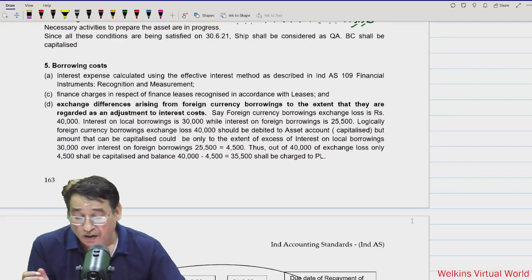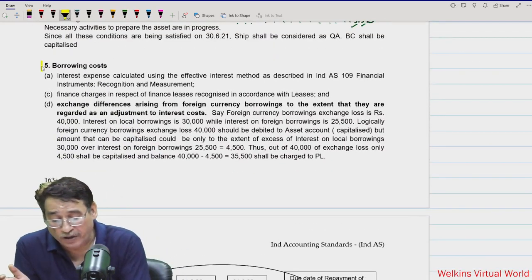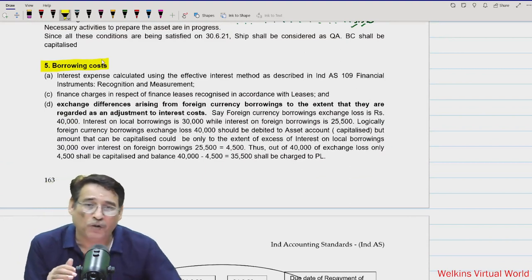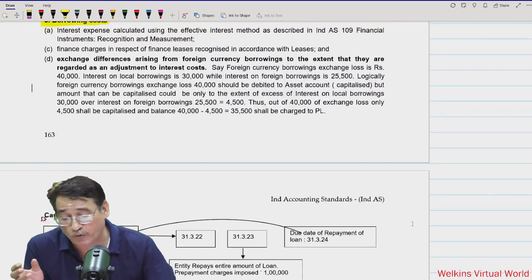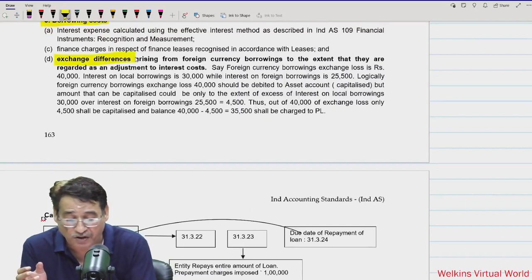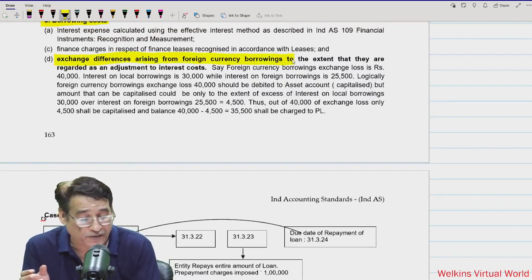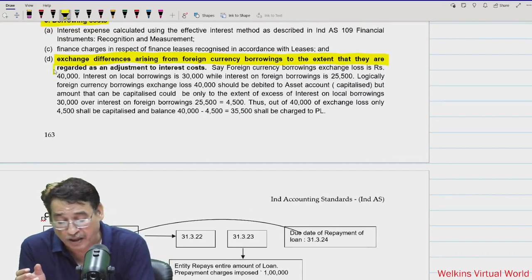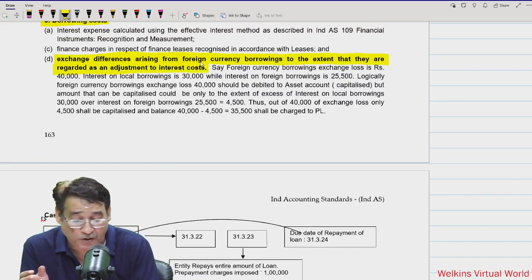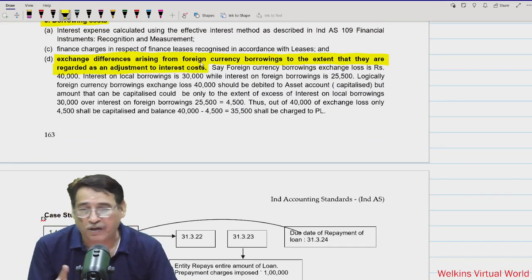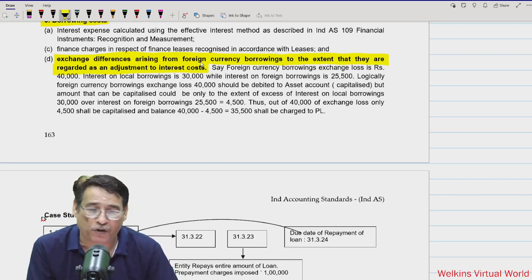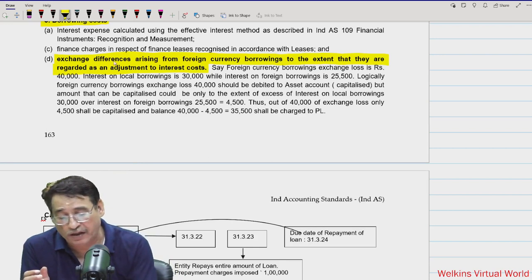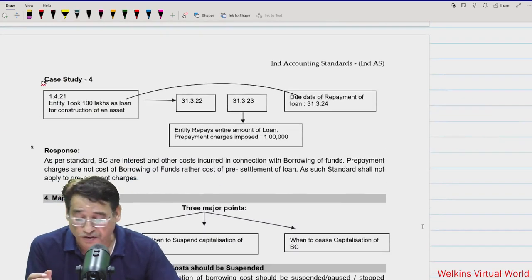What exactly borrowing costs are, we have already discussed: borrowing cost includes interest cost, finance cost, and one other important point, exchange differences arising from foreign currency borrowings to the extent they are regarded as an adjustment to interest cost. What does it mean? We have kept two separate, very advanced level problems at the last. There, I will try to tell you this particular point.